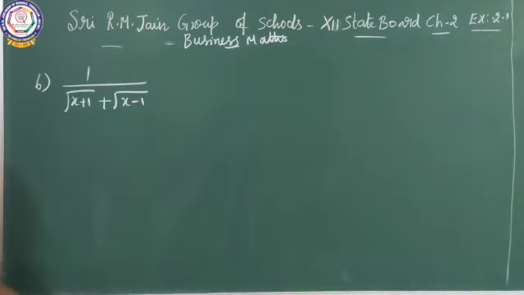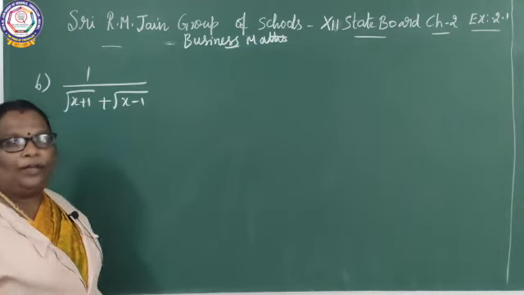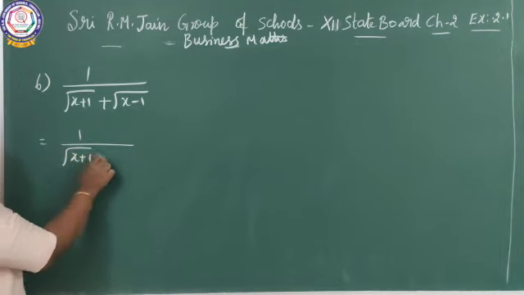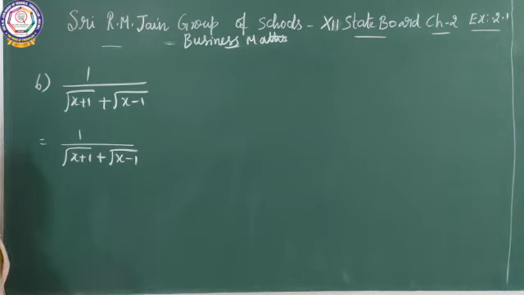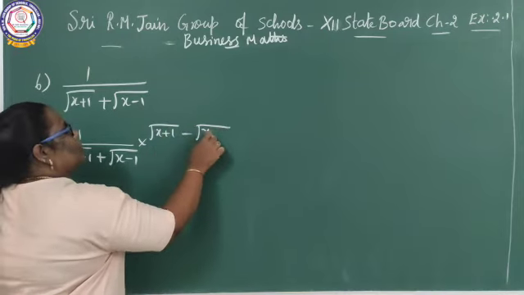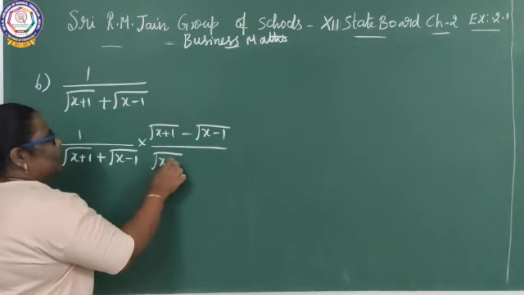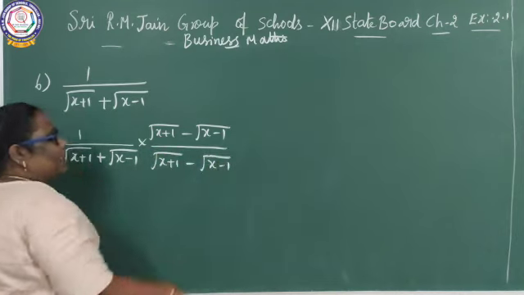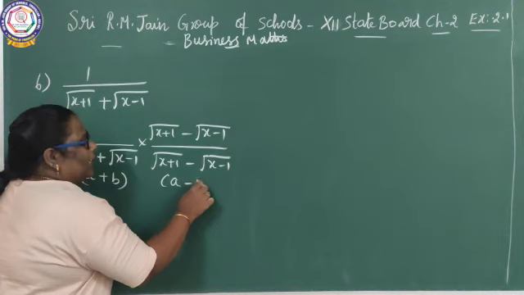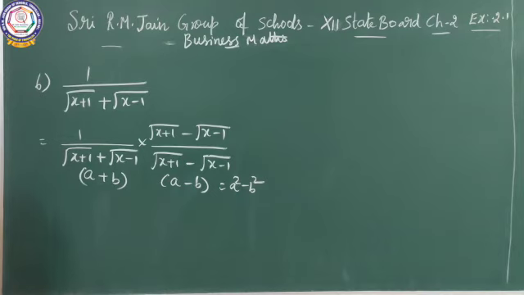See the sixth sum. 1 by root of (x + 1) plus root of (x - 1). First you can take it as a conjugate. See, root of (x + 1) plus root of (x - 1), you can take it as a conjugate into root of (x + 1) minus root of (x - 1) by root of (x + 1) minus root of (x - 1). See, (a + b) into (a - b) equals a square minus b square.